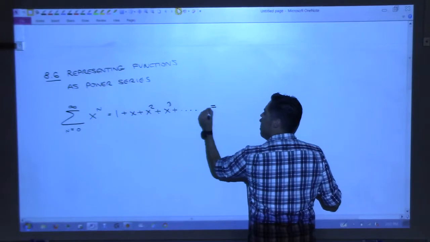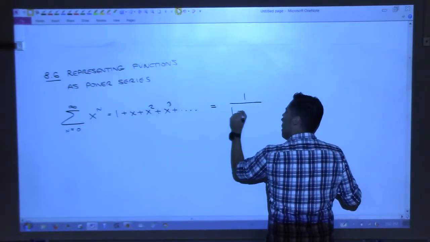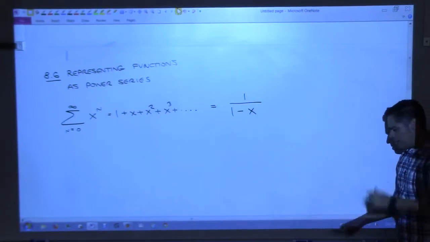I claim that this is equal to something, all right? I claim that this is equal to 1 over 1 minus x. And I want you to think about why while I step out for a second.